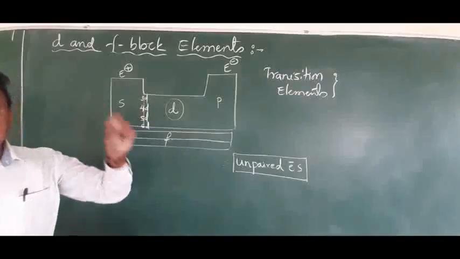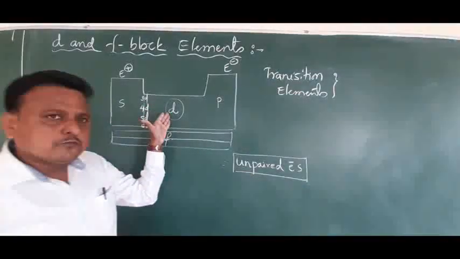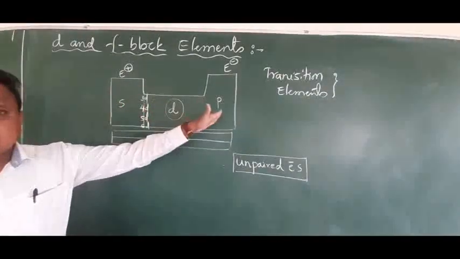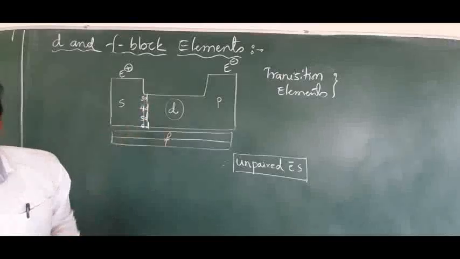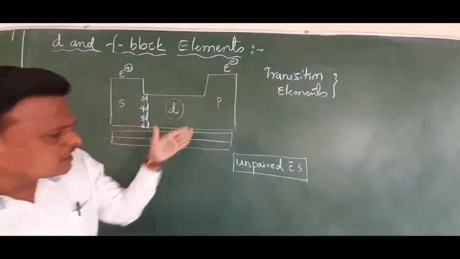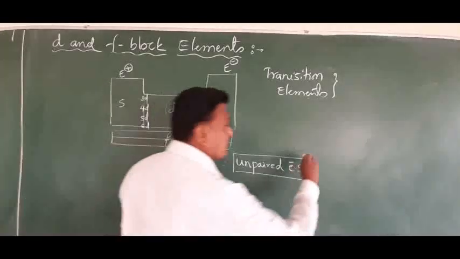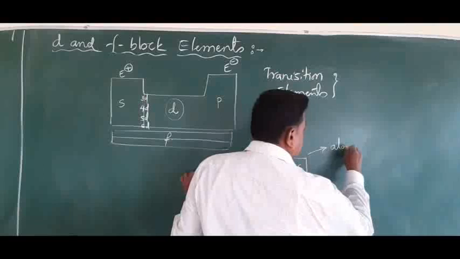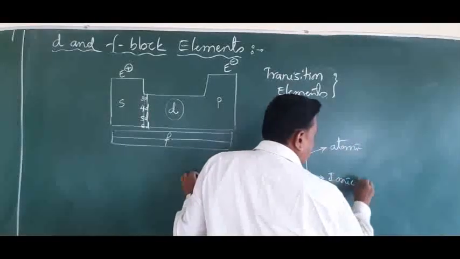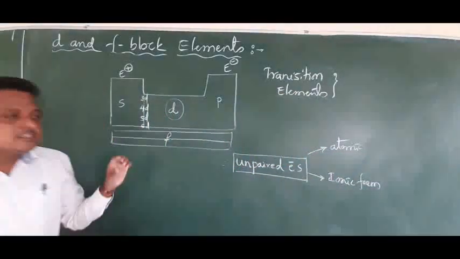Why are D block elements transition elements? First, simply we have to answer that D blocks are located between electropositive and electronegative. And D blocks are also called transition elements because they contain the maximum number of unpaired electrons, available either in atomic form or in their corresponding ionic form. This is a simple concept.